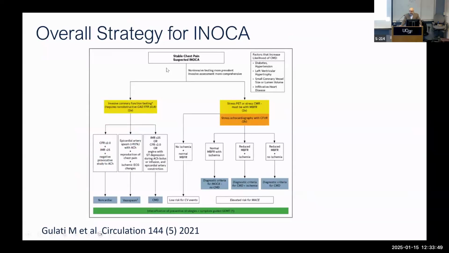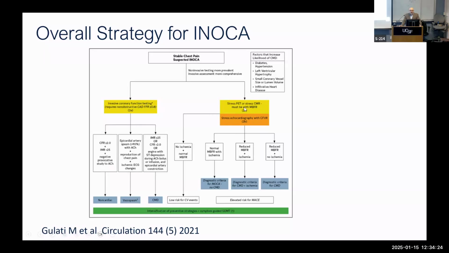So where does this fit into the guidelines? Again, this is from the 2021 chest pain guidelines. There's an invasive route, a 2A recommendation, assessing CFR, IMR, as well as potentially doing acetylcholine testing. I know we're working on this in our lab currently. I'm not sure, are we up and doing the acetylcholine testing for microvascular disease? Yeah, so there are more places that are doing this now.